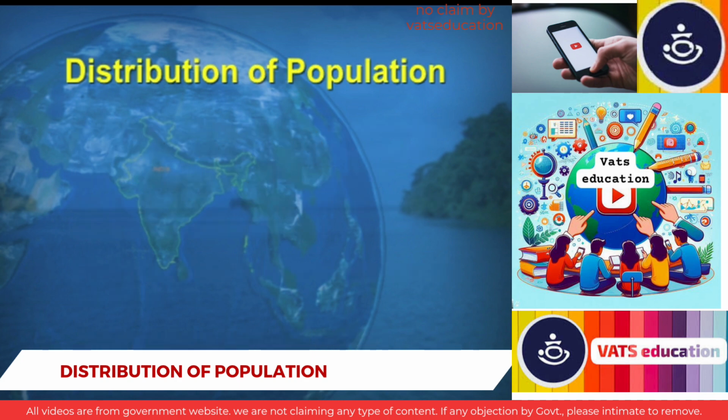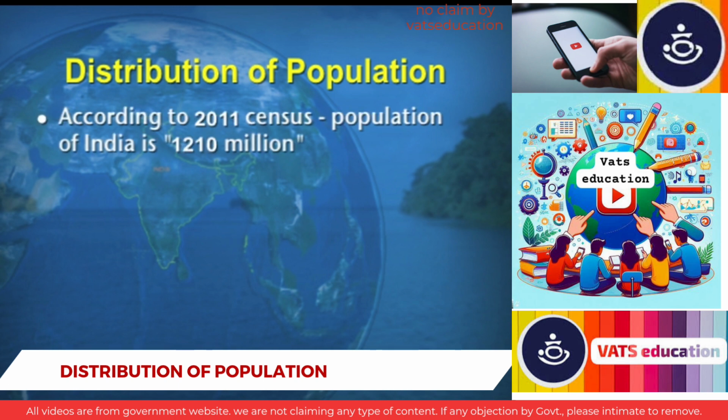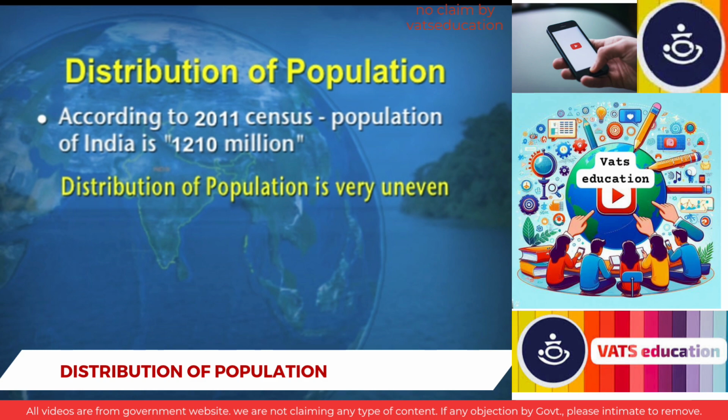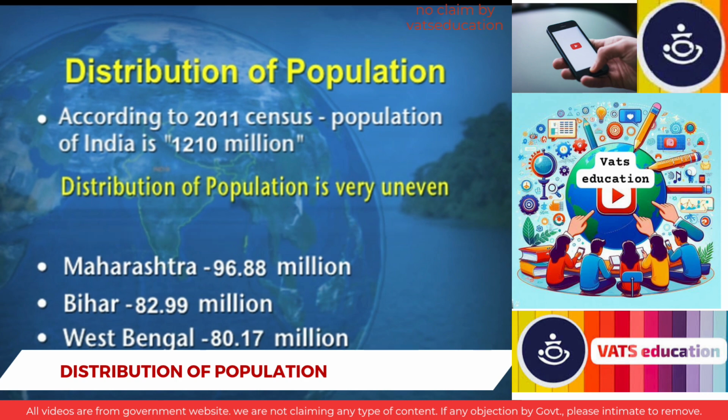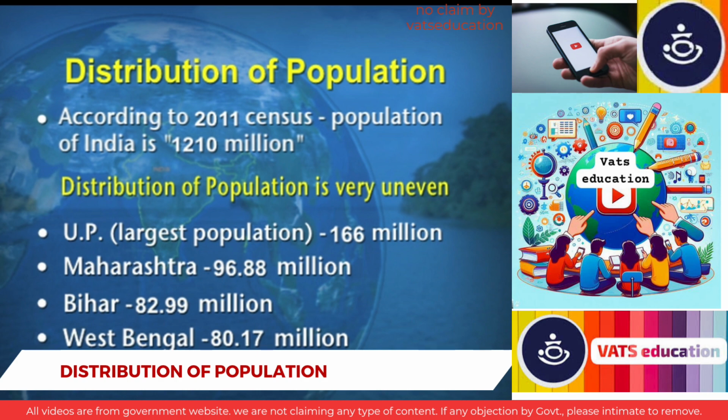Now we take up distribution of population according to the states of India. The population of India is 1,210 million, and the distribution of population is very uneven. If we look at certain states' figures, you see UP with the largest population, that is 166 million, followed by the state of Maharashtra, which is considered to be a very developed and urbanized state. It has a population of 96.88 million, followed by the state of Bihar, which is not a very developed state, with a population count of 82.99 million.